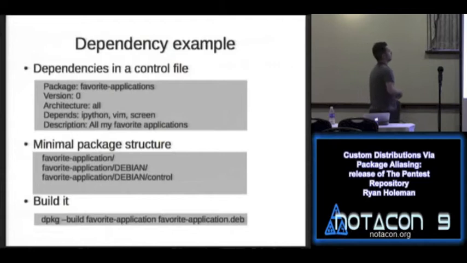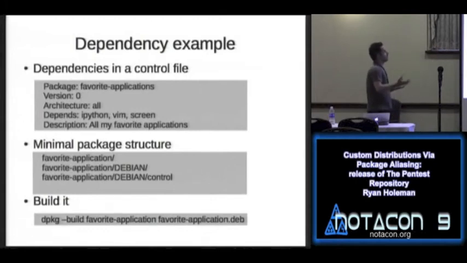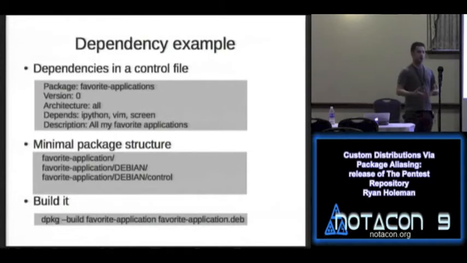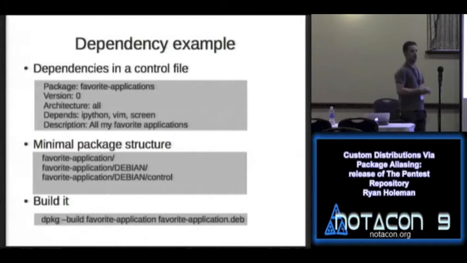So we have our control file again. You could actually take all this right here as I go through it and run it all on your computer right now, and you would have a package that would actually install these applications. But for our control file, open up your editor, Vim, whatever, create your package. We named it favorite packages here, version number 0, architecture all, and dependencies. I am actually listing multiple dependencies here. I'm saying IPython, Vim, and Screen, and I'm saying these are my favorite applications just because I use them all the time.